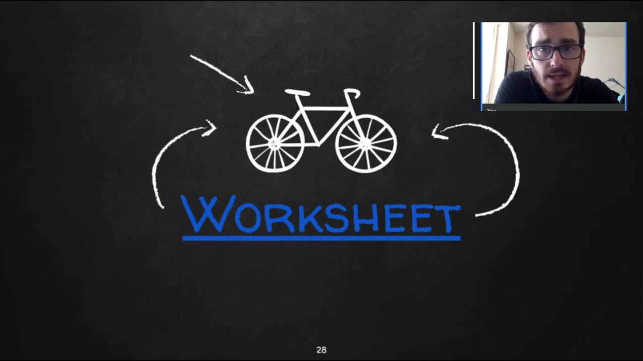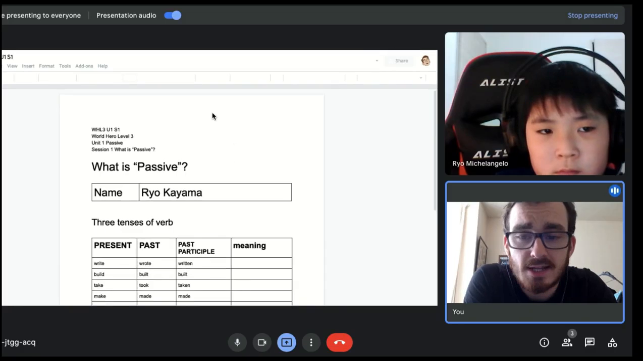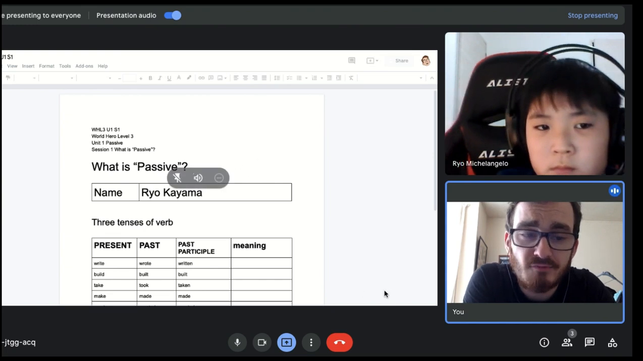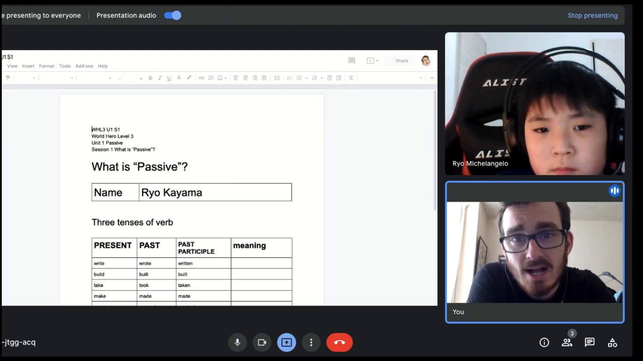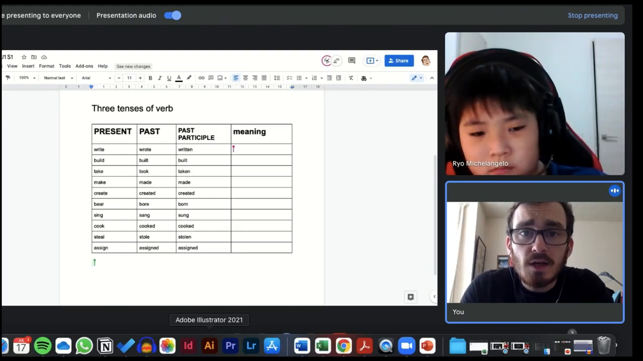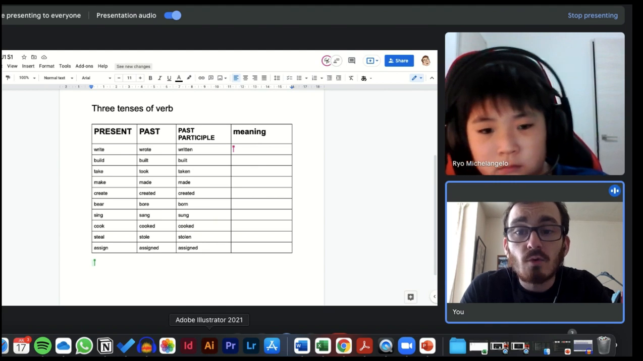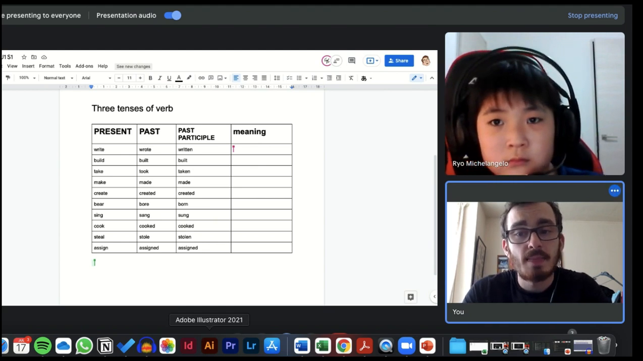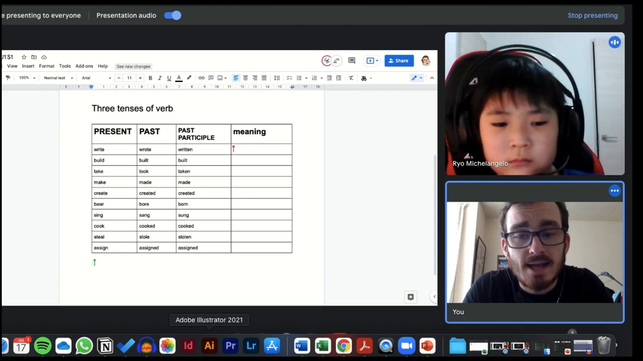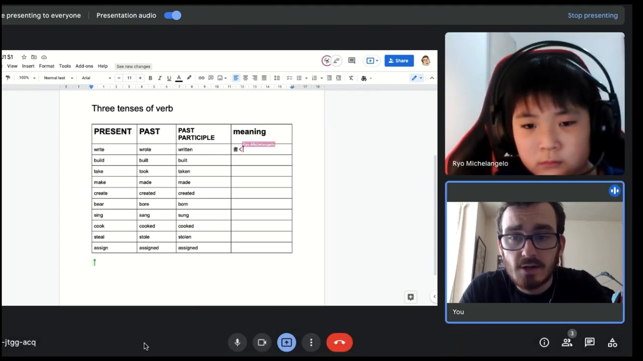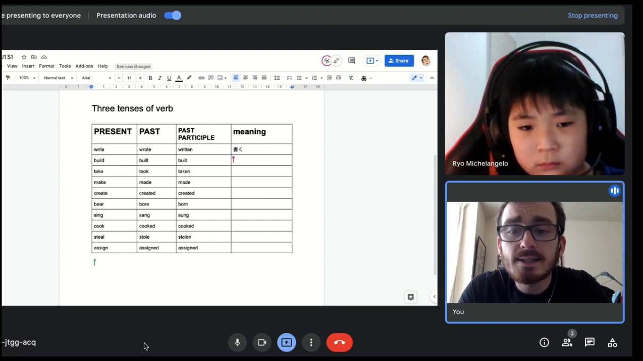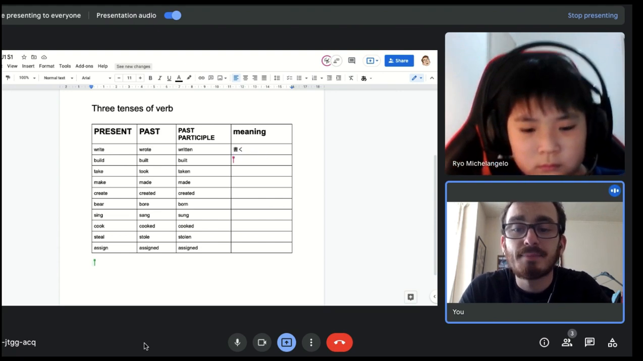So now let's move on to our worksheet. Okay, we can see Rio here working on his sheet. He's done very well. He's gotten his name written down there at the top. Okay, so you've got the first word here. You've got the present write, the past wrote, and the past participle written. And the meaning for that, you'll see now. Very good. And then we've got build, built, and built.